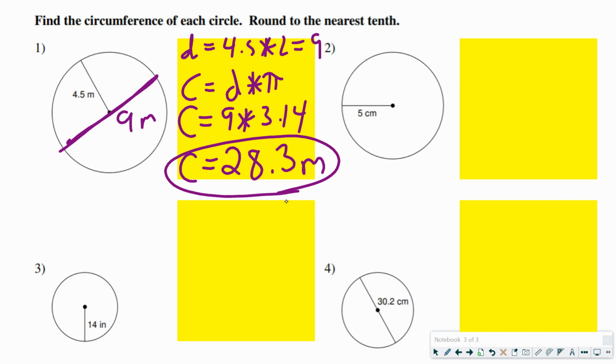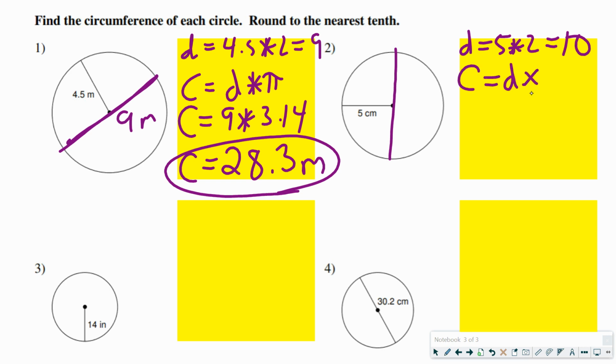Okay, for example 2, I'm going to do the same thing. I first have to find my diameter, so I have to find all the way across the circle. So I do 5 times 2, which is 10. And then I'm going to do circumference equals diameter times pi. Circumference equals 10 times 3.14, which is 31.4 centimeters.